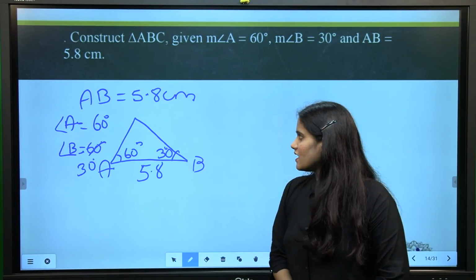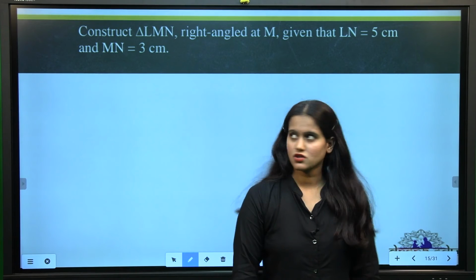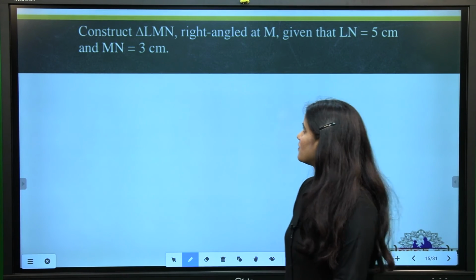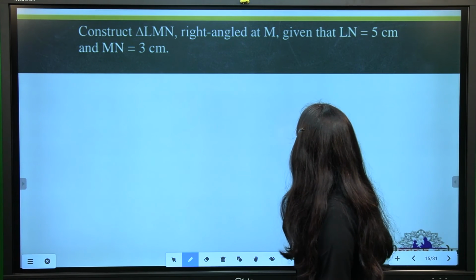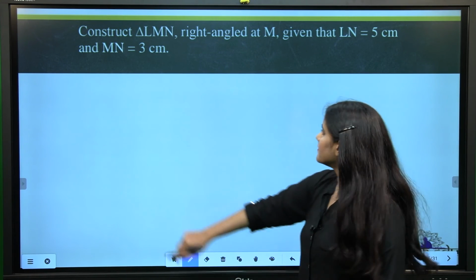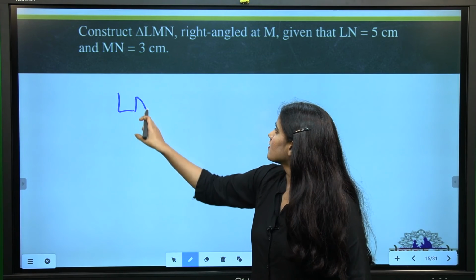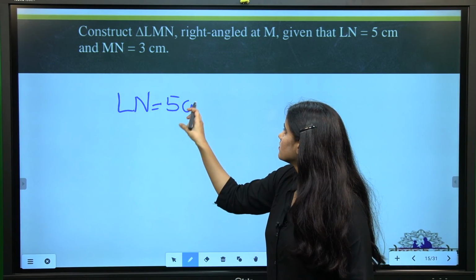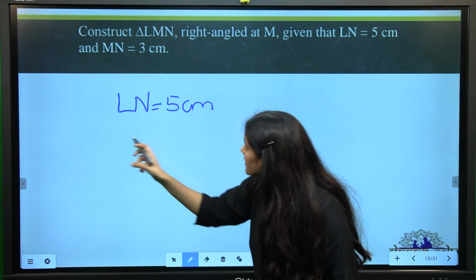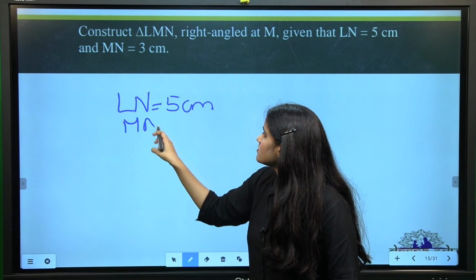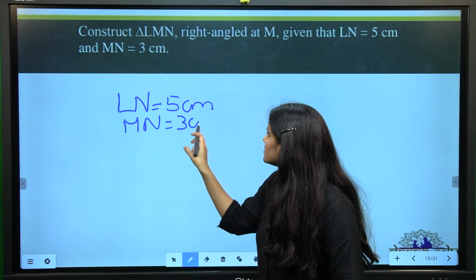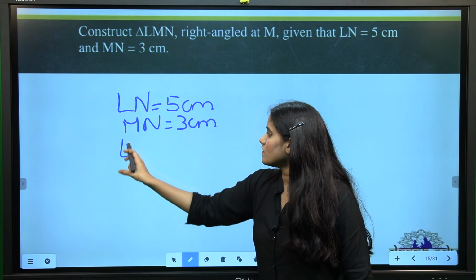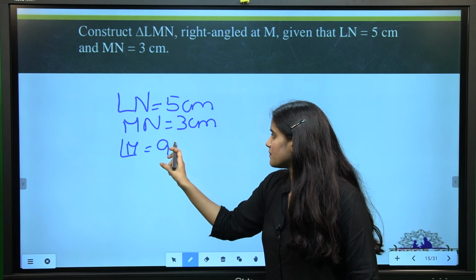And I think finally we have a construction of a right angle triangle. Yes. So what is that? The given value is LN, which is 5 centimeter, and then MN is given, which is 3 centimeter, and they are saying that it is right angle at M. So angle M will be 90 degree.